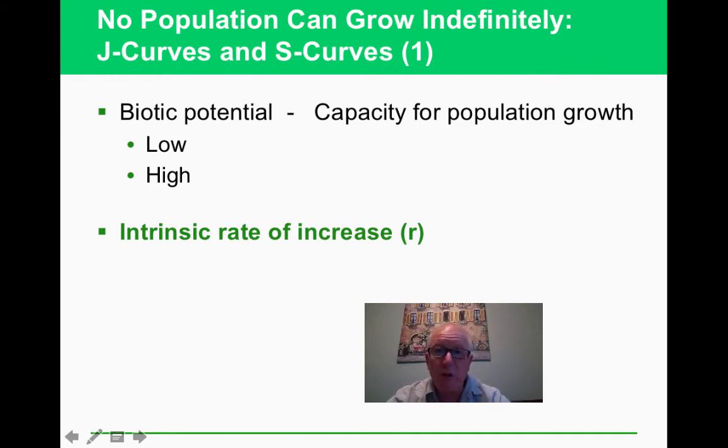It's going to take a lot to increase their population. And that's part of the problem with the otter. For a high biotic potential, they can grow pretty quickly. Bugs and bacteria are like that. They have a high biotic potential.